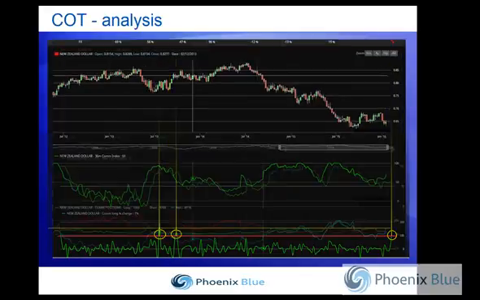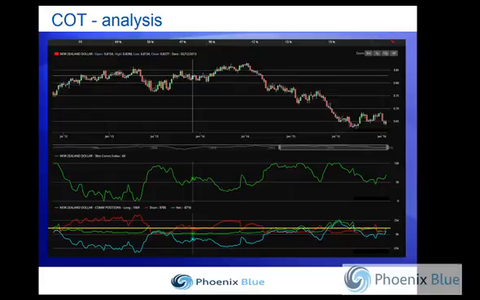Now, the next slide is the New Zealand dollar again, but this one is actually going to show you the commercials positioning in the market. The green line down at the bottom shows you their number of long contracts, and the blue line shows you their net position, and the red line shows you their short contracts. So when you subtract the number of short contracts from the number of long contracts, you end up with a net position, which is this blue line.